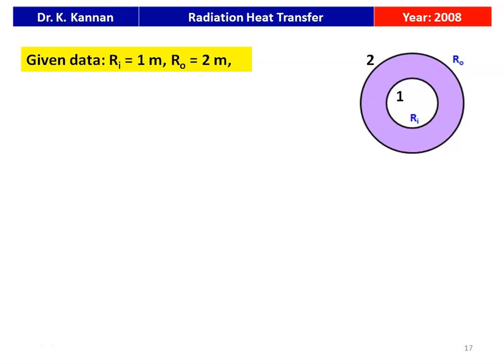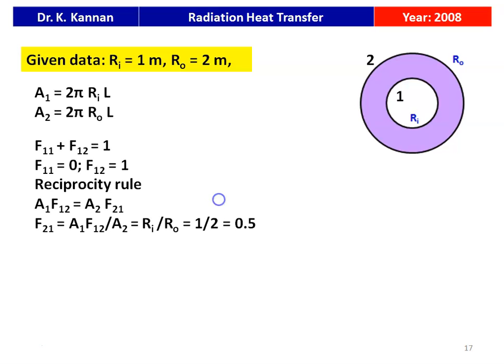So, we have Ri equal to 1 meter, Ro equal to 2 meter. We have A1 equal to 2 pi Ri into L, A2 equal to 2 pi Ro into L. Then for the first cylinder, summation rule: F11 plus F12 equal to 1. So F11 equal to 0 because the radiation leaving the inner cylinder is not falling back onto the inner cylinder. So we conclude F12 equal to 1.